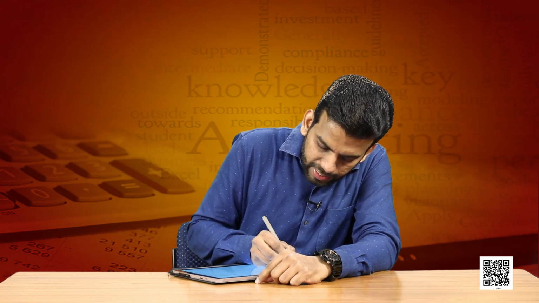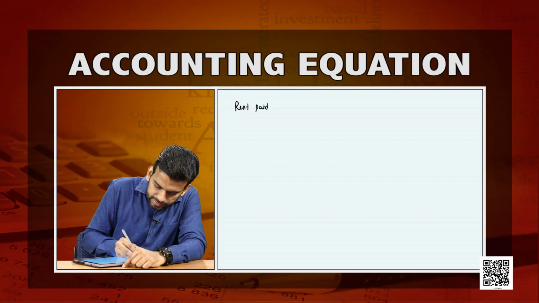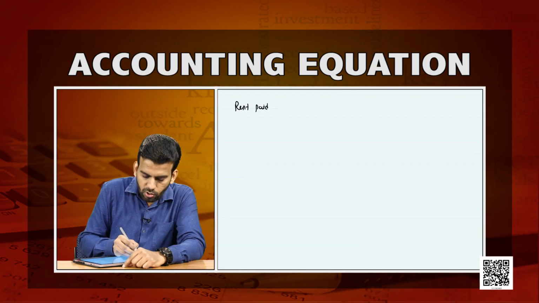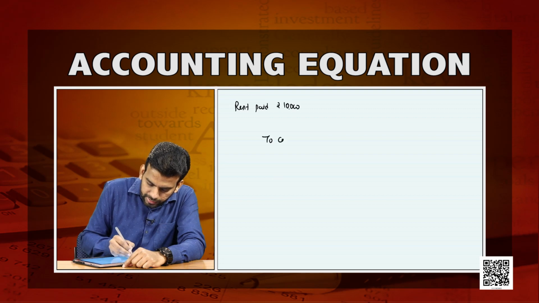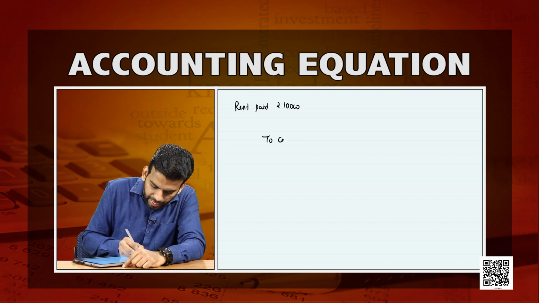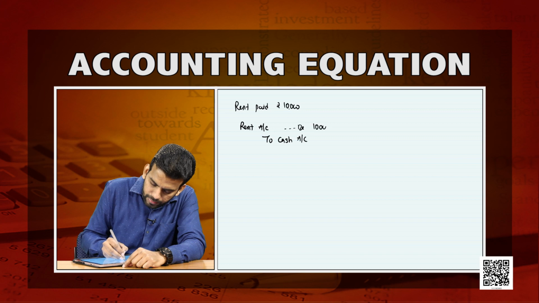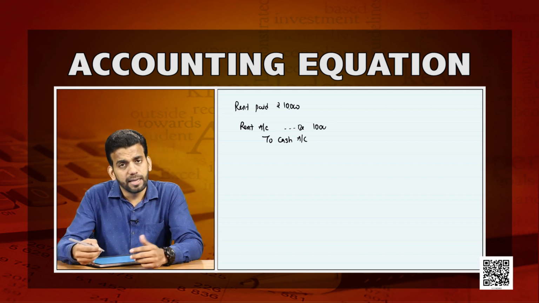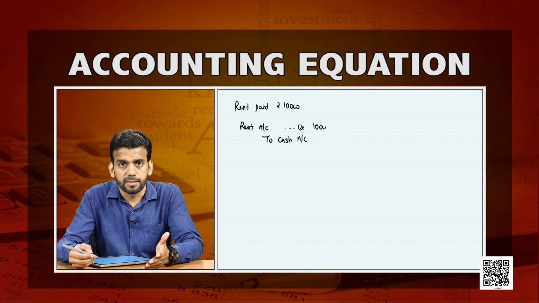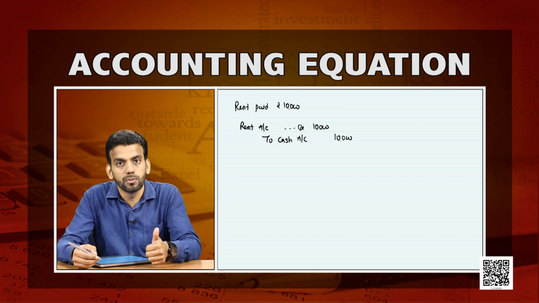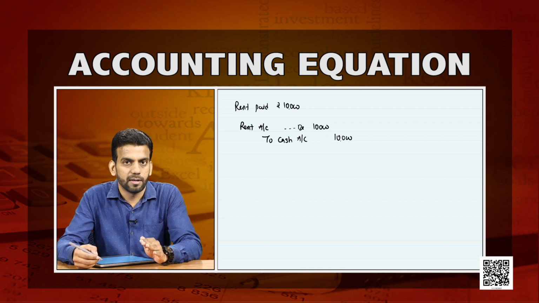Students, when we pay rent, there is no confusion. Cash has gone out, so cash is to be credited and rent account is to be debited, right? Rent is getting debited because rent is an expense. And the second point, rent has fallen due. That's why rent account is debited.